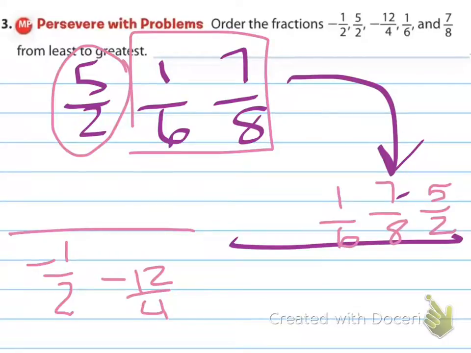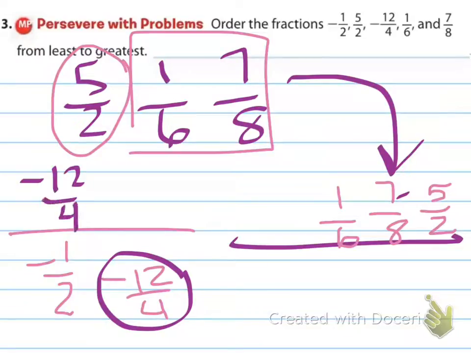Now with the negatives over here, again, we have an improper fraction negative, so that makes it bigger. But in opposite world, it makes it smaller. And so negative 12/4 would be over here, and then negative 1/2 would be next. So this is the order of our fractions. Kind of crazy, I know.